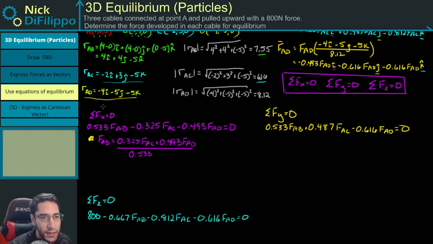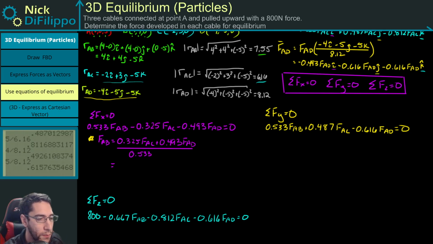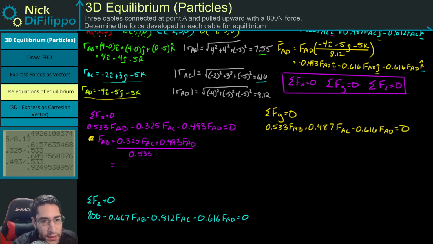And I'll actually simplify this. So what I'll have is 0.325 divided by 0.533, and I'll have 0.493 divided by 0.533. So this is going to be equal to 0.610. I'll just round that. FAC plus 0.925 FAD.